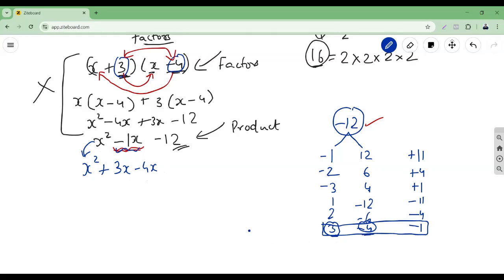It's plus 3 minus 4. Why did I write this x? Because when we add these things, I should get back this, right? I should get a minus 1x. I should get it back. So that is why I am writing the x also. Because these are like terms. Plus 3x minus 4x is going to give me a minus 1x.